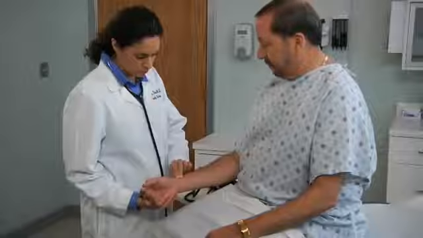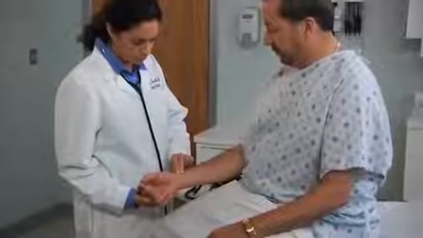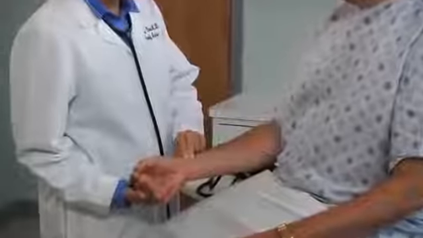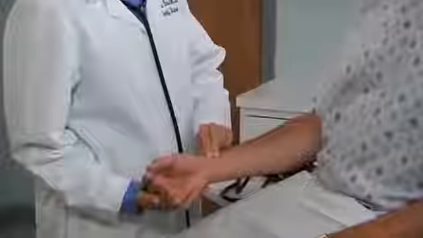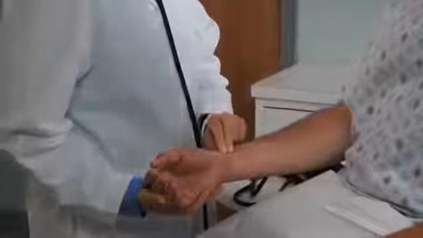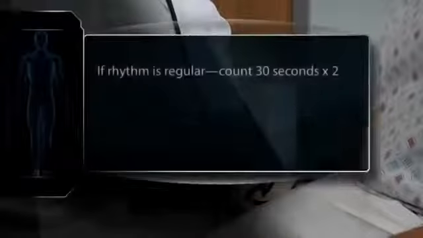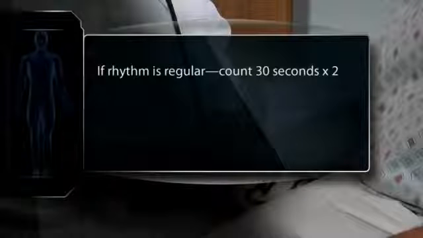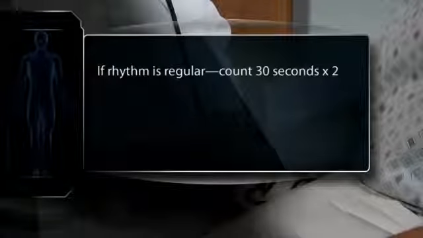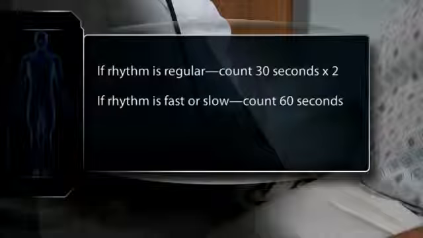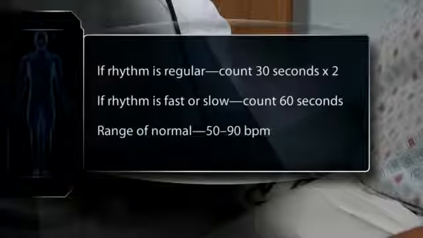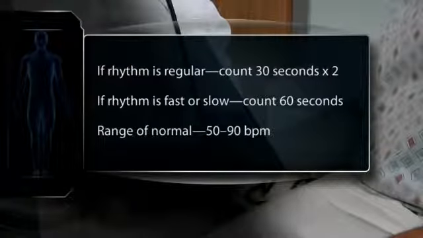When assessing the heart rate, or HR, the radial pulse is commonly used. With the pads of your index and middle fingers, compress the radial artery until you detect a maximal pulsation. If the rhythm is regular and the rate seems normal, count the rate for 30 seconds and multiply by 2. If the rate is unusually fast or slow, however, count it for 60 seconds. The range of normal is 50 to 90 beats per minute.